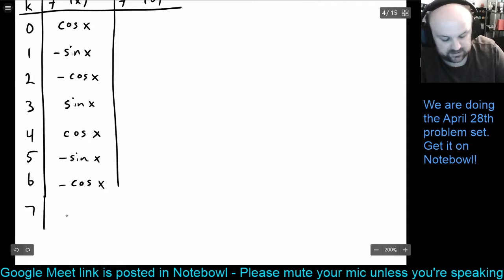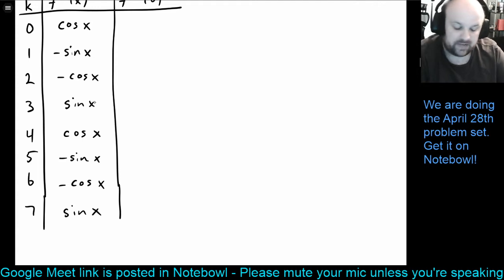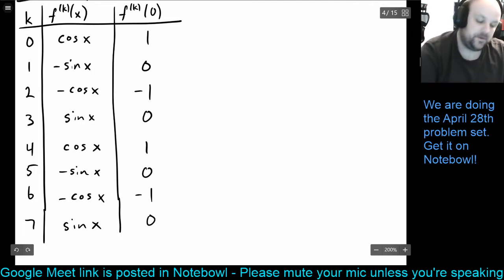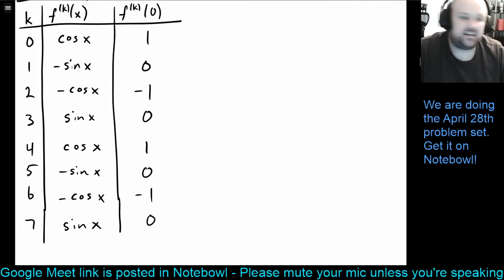Right? The seventh one is going to be sine x. So it has this sort of period of 4. Every 4 derivatives, we're back to where we started. So if we plug in 0, here we're going to get 1, and then 0, and then negative 1, 0, 1, 0, negative 1, 0. So much like sine, every other term is 0, and then we have kind of an alternating pattern here.